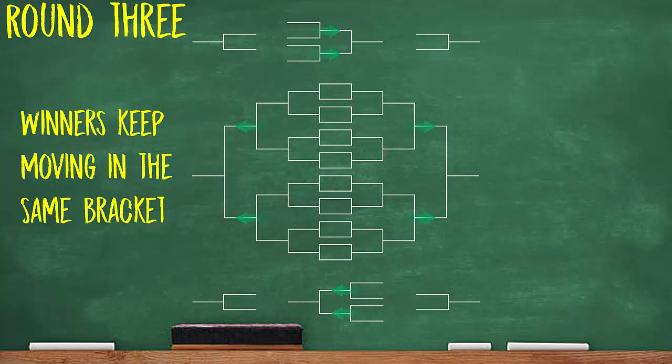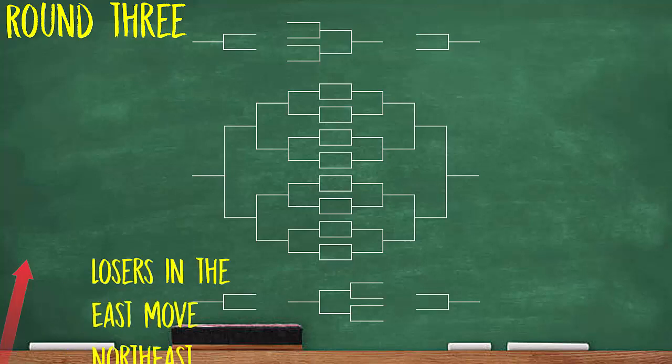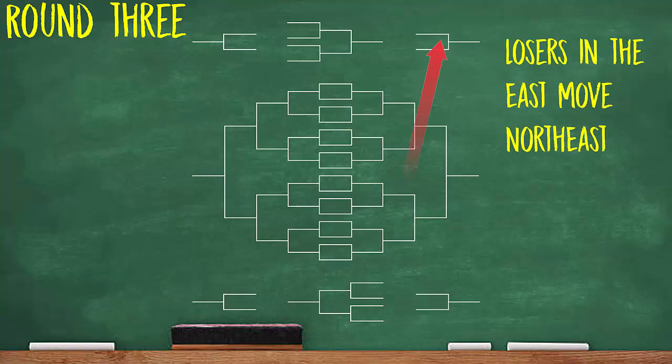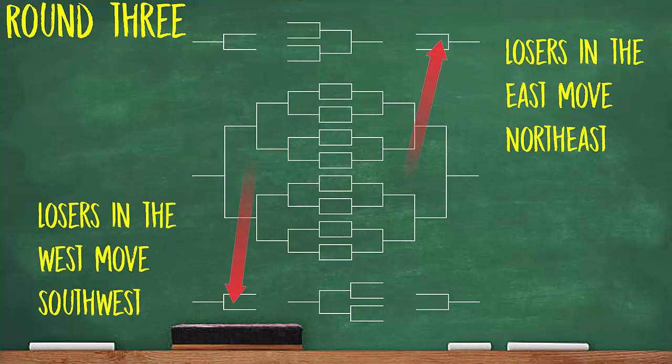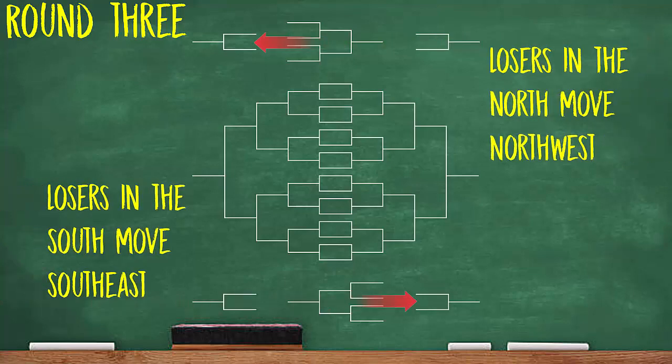Now in round three, winners keep moving along as expected in their same brackets. So let's see where the losing players or teams go. Losing players in the east bracket move up into the northeast bracket, and losing players from the west bracket move down to the southwest bracket. And losing players from the north bracket move to the northwest bracket, and finally, losing players from the south bracket move into the southeast bracket.